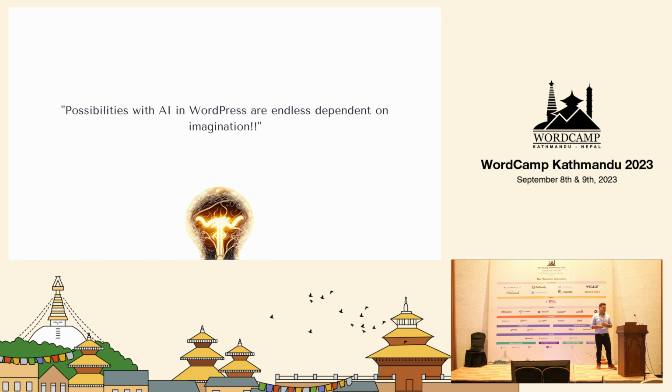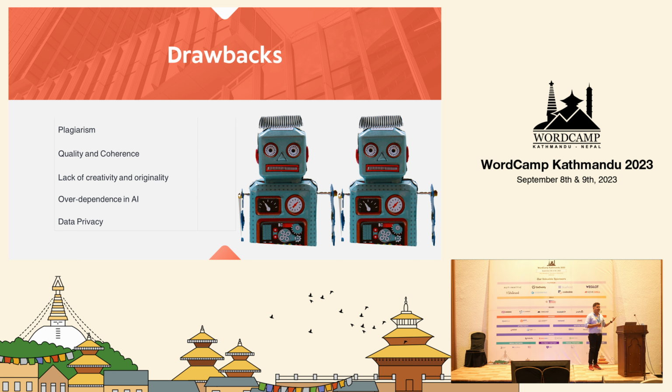See, the possibilities with AI in WordPress are endless, and it is dependent upon your imagination. I believe that, and a lot of companies have already started going in that direction. As a developer, we should also, I think. So finally, having said that, let's talk about some of the drawbacks also. There are some drawbacks of using excessive AI as well.